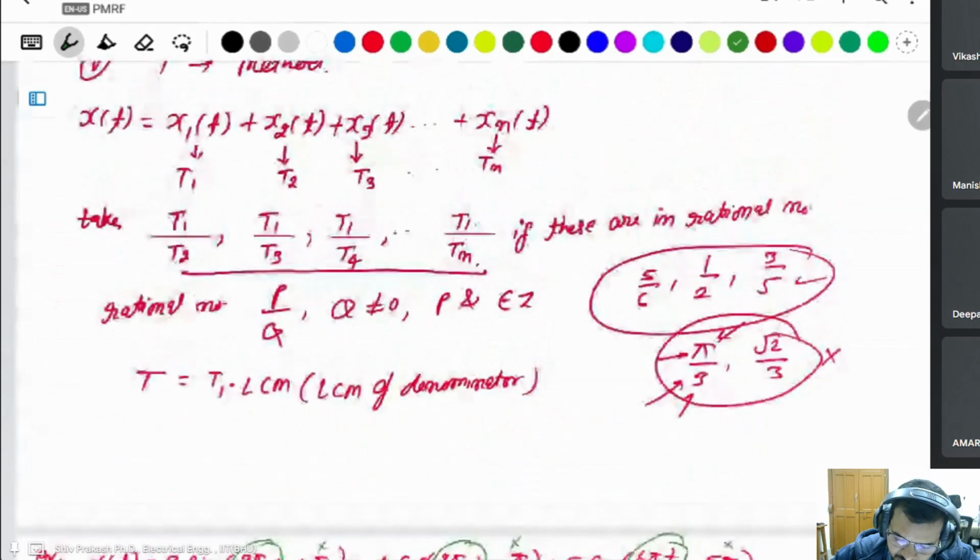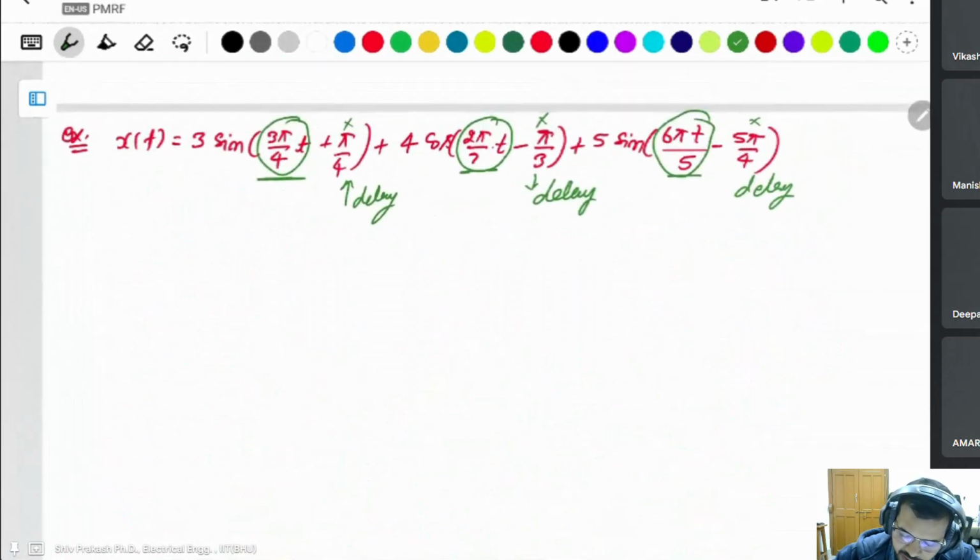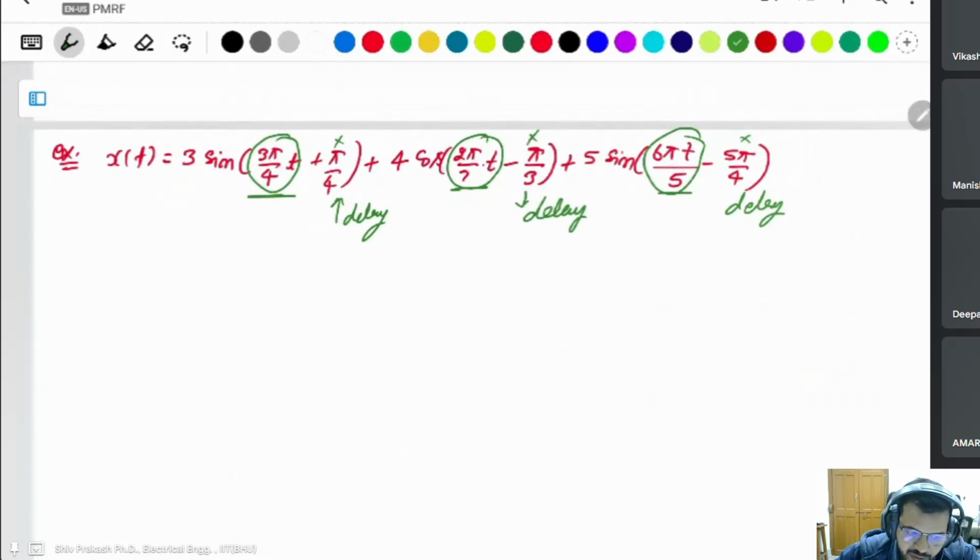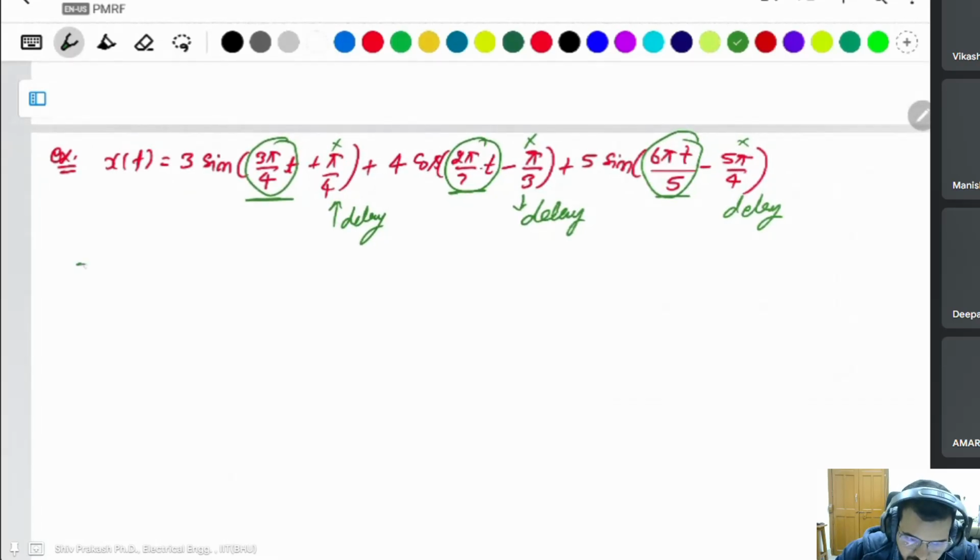First of all, what happened? First of all, find the time periods T1, T2, T3 like that. You know about the time period: T is directly proportional to 1 by f, the fundamental frequency. If you multiply by 2 pi on both the numerator and denominator, then you get 2 pi by omega, since 2 pi f is omega.